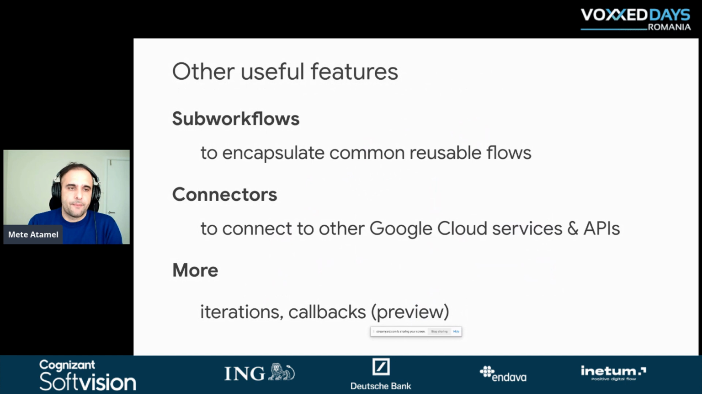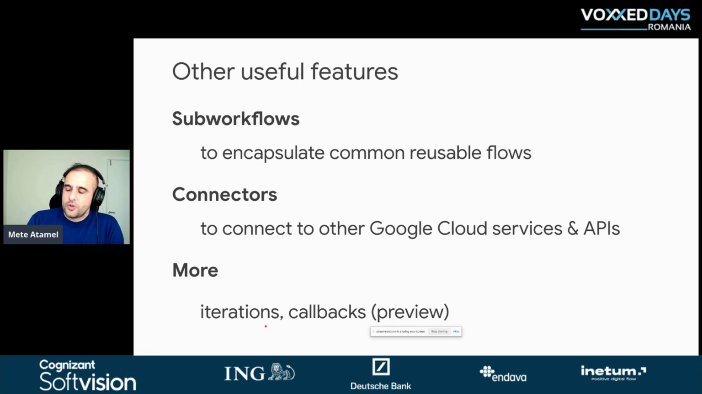And finally, you can define sub-workflows. These are workflows that can be called from different workflows, kind of like methods in code, but for workflows. You can connect to Google Cloud services using connectors. These connectors make it really easy to call other Google Cloud services and also have the logic to retry if something fails or wait for long-running operations.